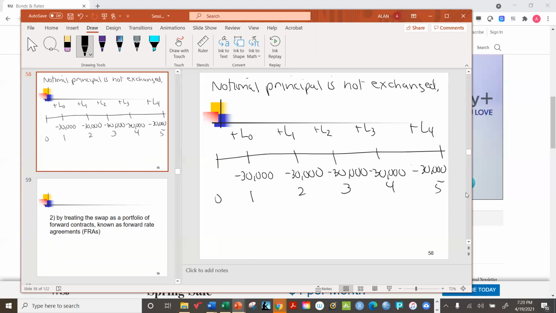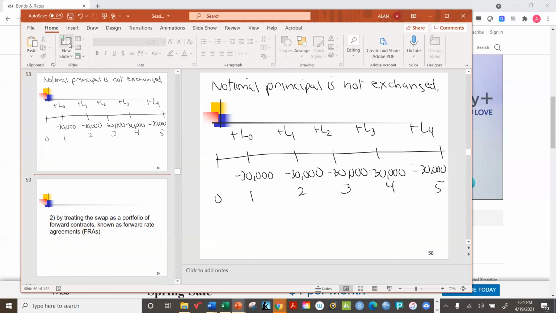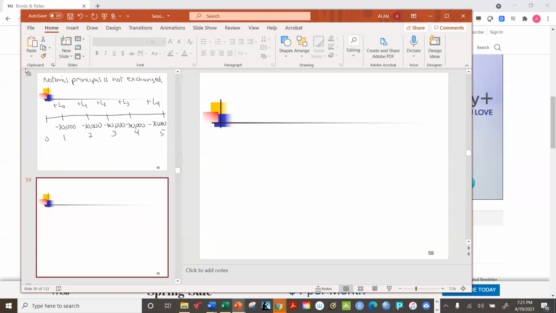Now, what I'm going to do is rewrite this slightly in a slightly different way, so you can get the idea what this is all about. So why don't I write it like this? I'll write 2 separate timelines, one for the floating rate bond and one for the fixed rate bond.